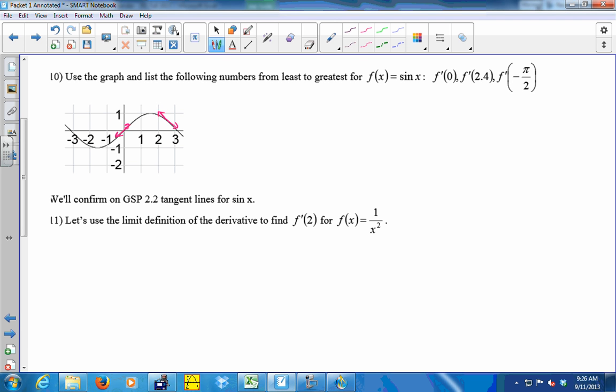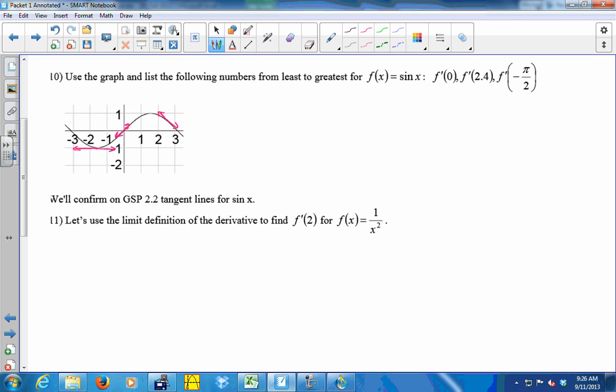And then f prime of negative pi over 2, where on the graph is negative pi over 2? Yeah, it's this low point, this minimum. So the slope of that tangent line is f prime of negative pi over 2.